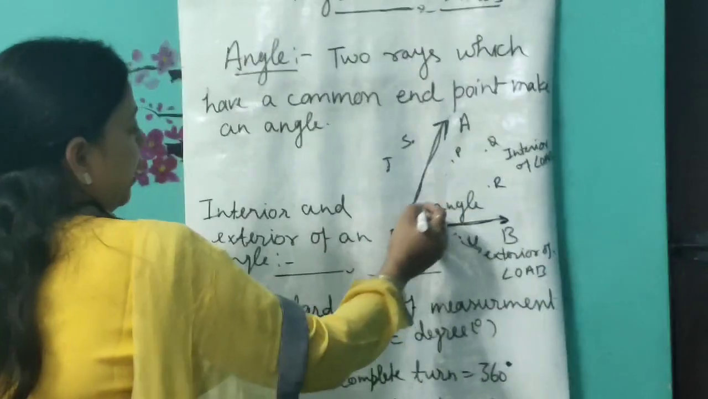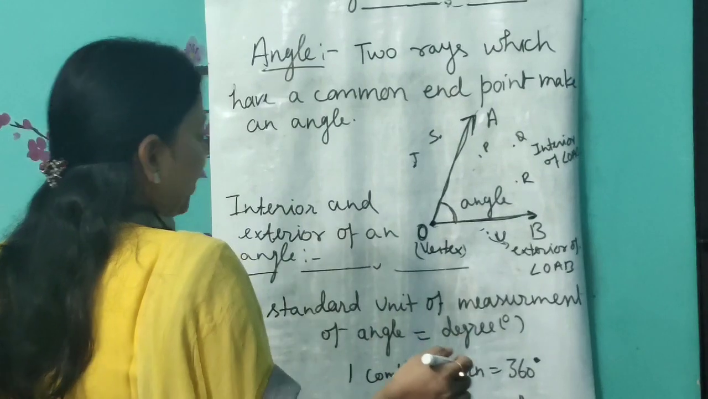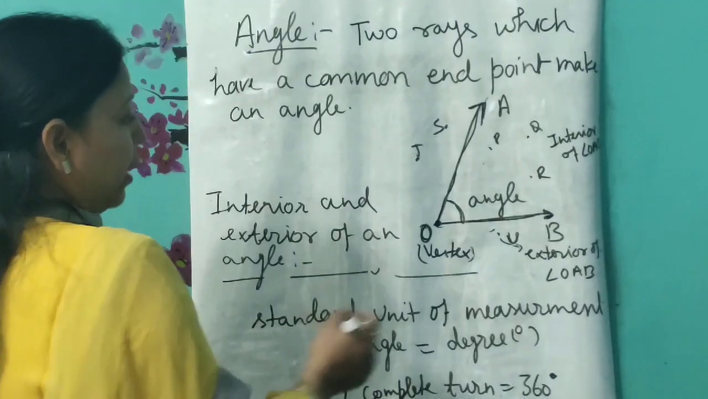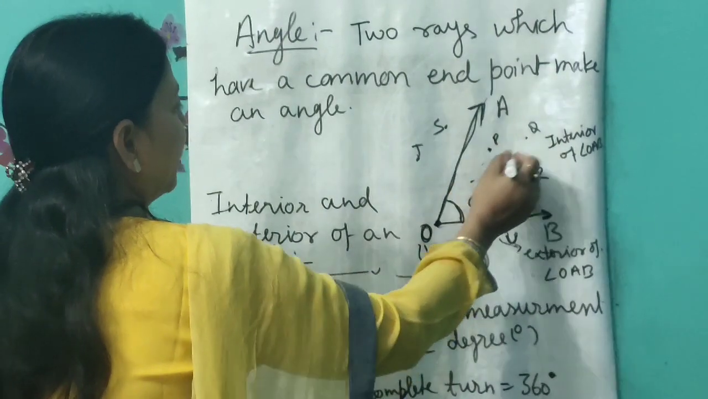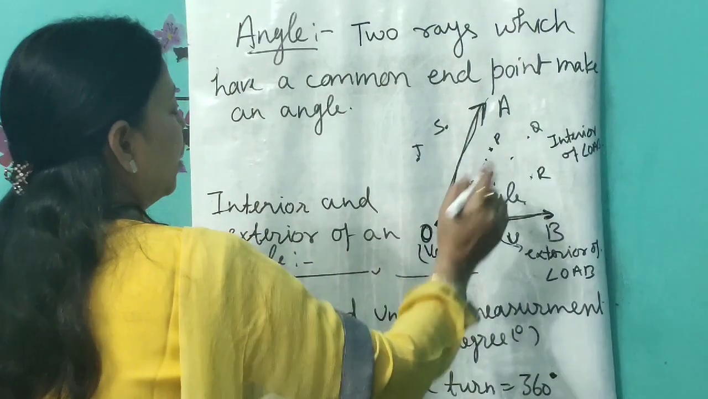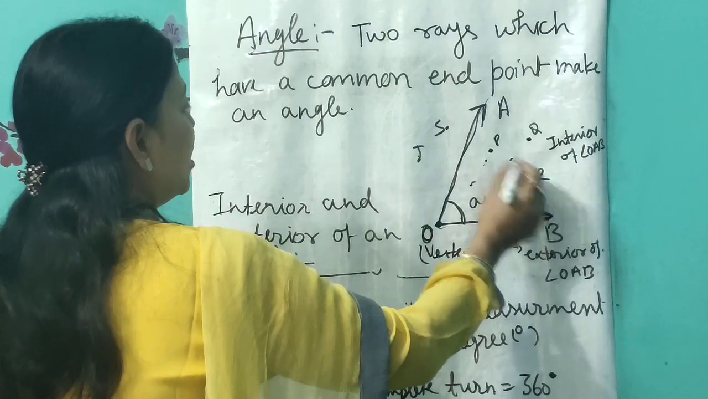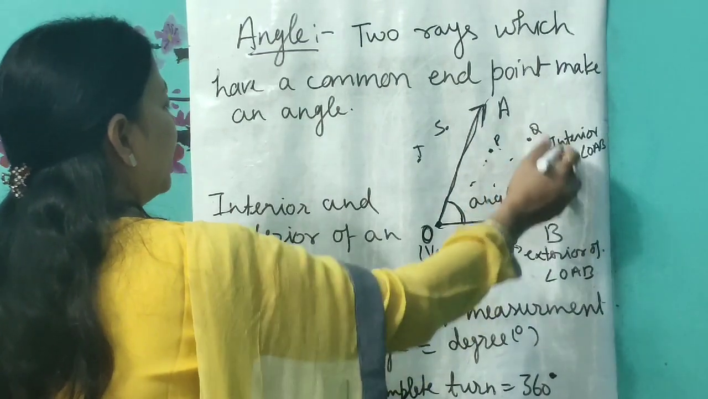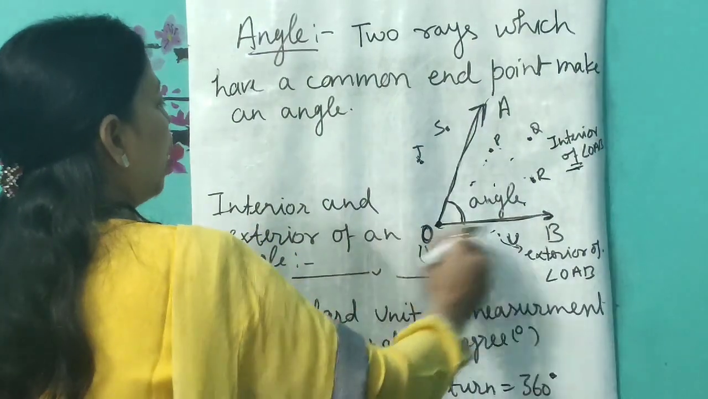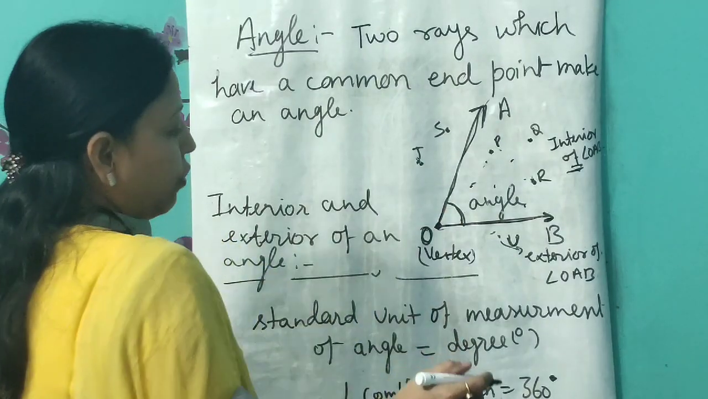Now the next is, what is the interior and exterior of an angle? What is the exterior region and interior region of an angle? The portion which is inside the angle is known as the interior of the angle. If these 3 points are marked here, P, Q and R, these 3 points are in the interior of an angle, and the region lying outside that angle, OAP, is known as the exterior of the angle.